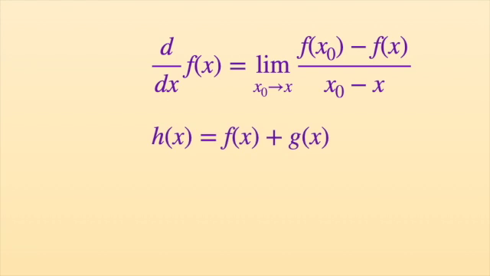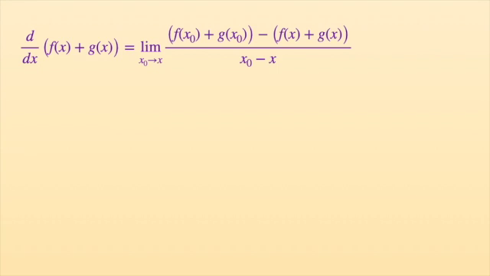We're going to define our function that we're taking the derivative of as the sum of two other functions. When we combine this together, we get that the derivative of the sum of two functions is the limit of the sum of the functions evaluated at the first point minus the sum of the functions evaluated at the second point, divided by the difference between the two x values.